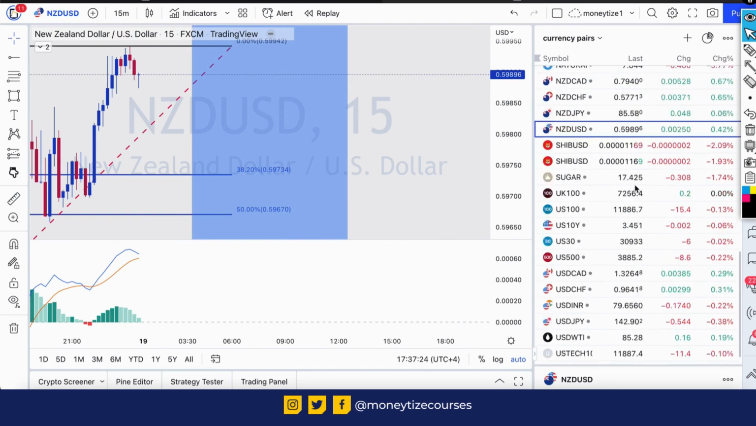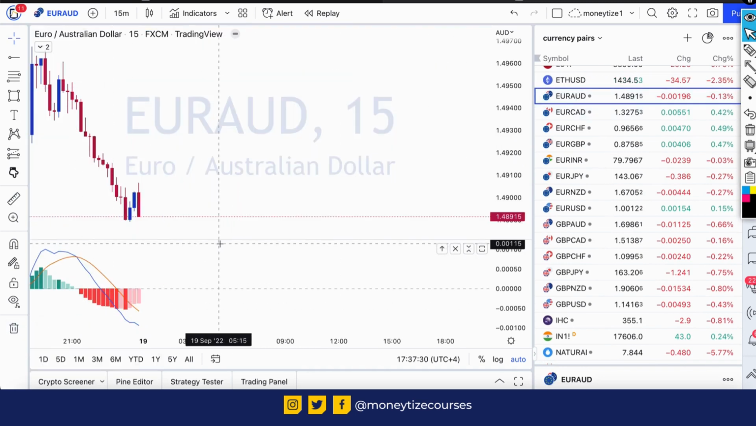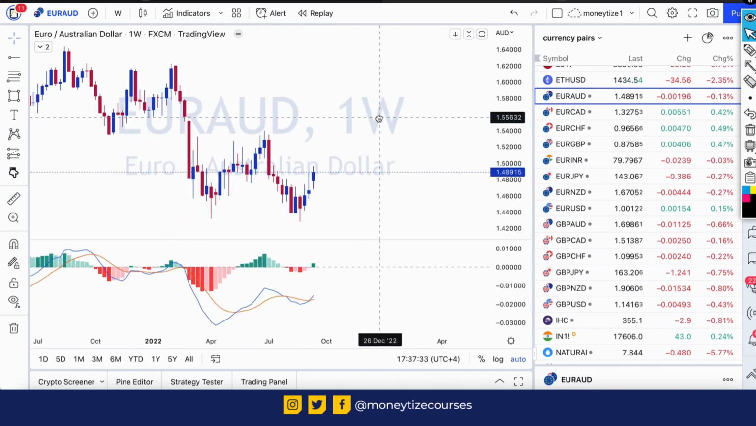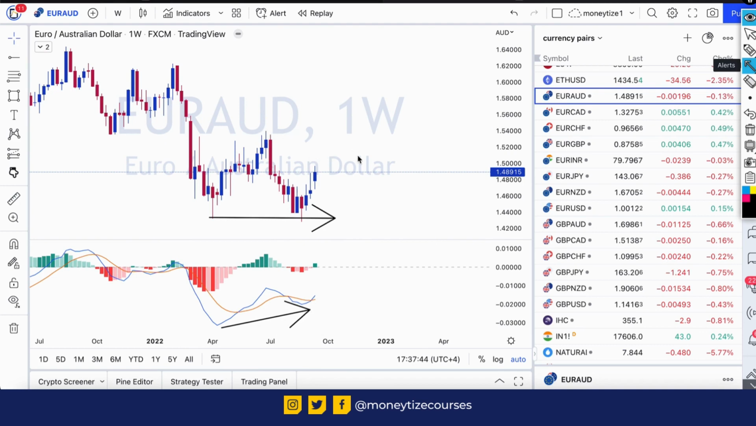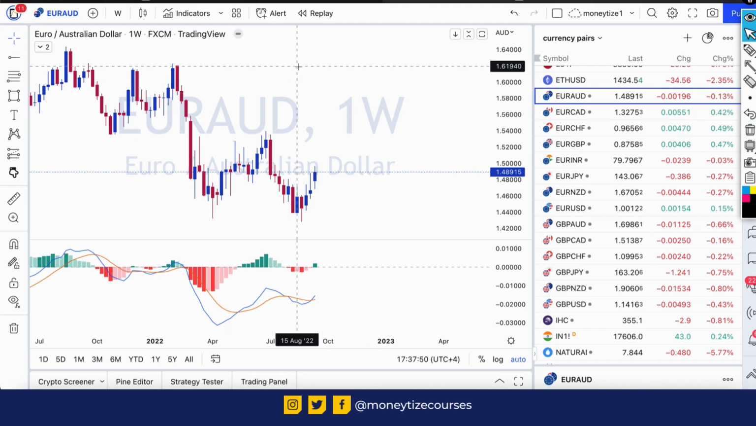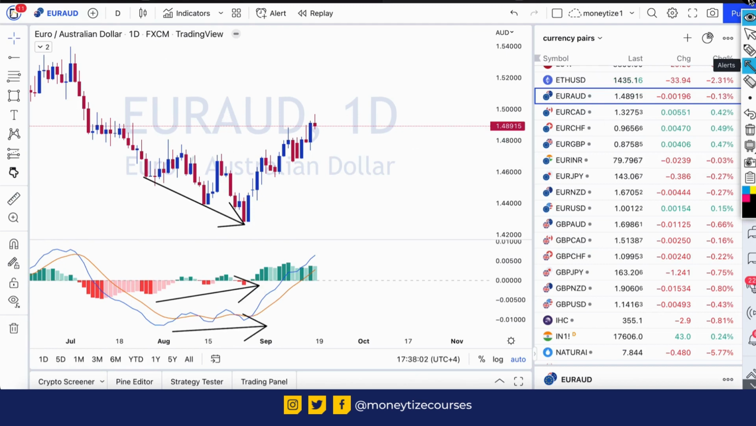Let's do one more currency pair, a quick one. Let's do Euro AUD. As per weekly, it's clearly bullish. Double bottom, bullish divergence, and that's it. As per weekly, bullish divergence in play. Daily is again bullish because bullish divergence, and we also have the break of structure.